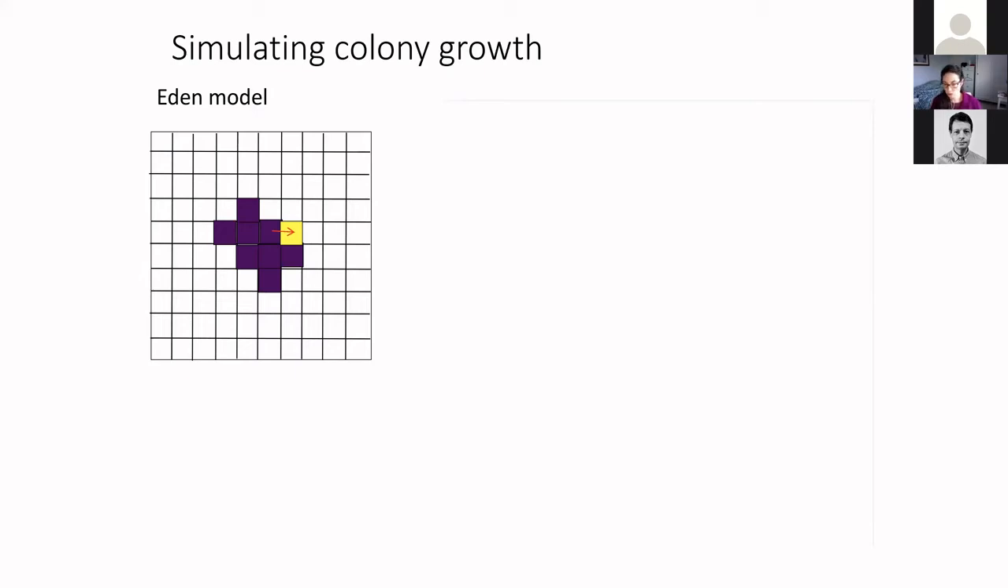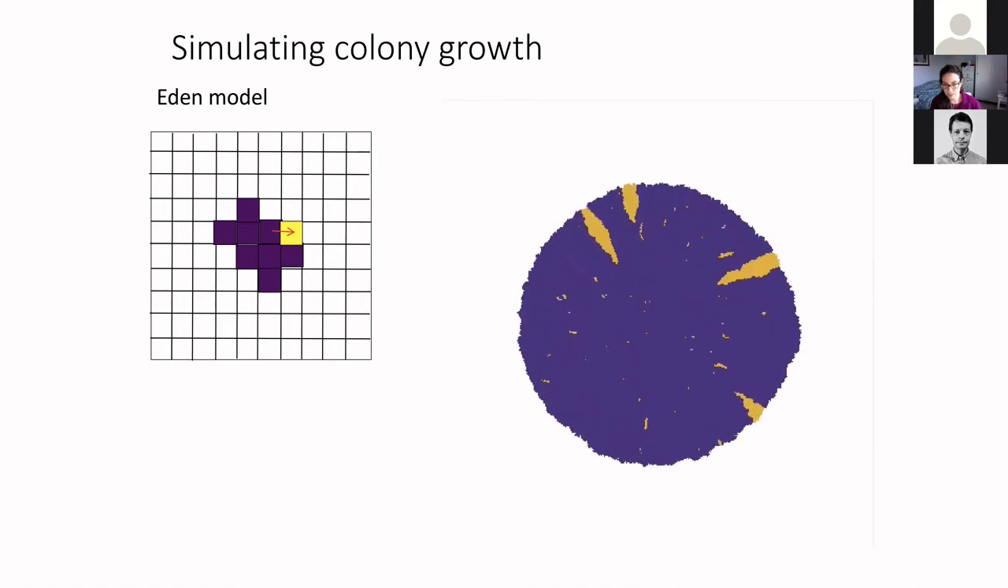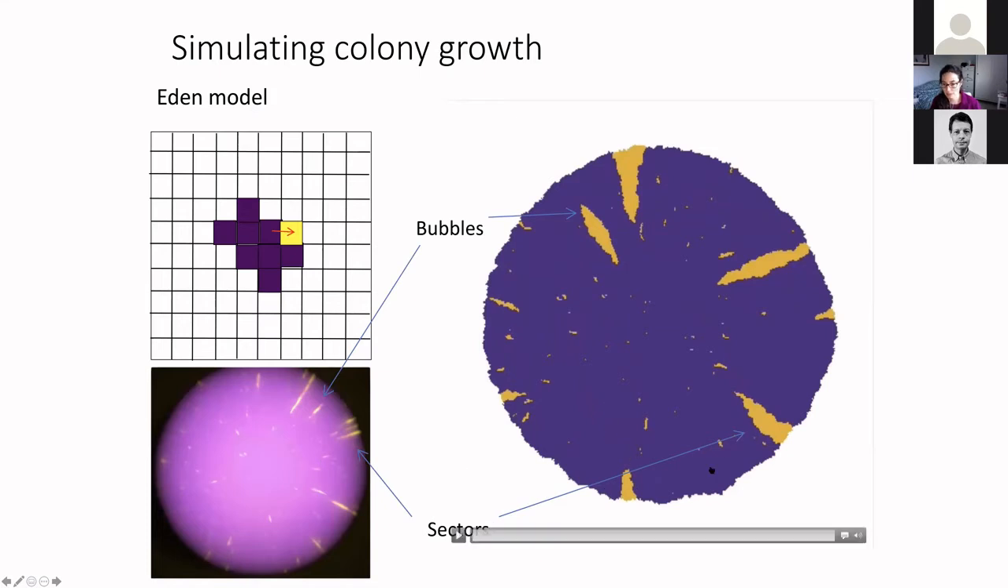So if we do this over and over, we get a movie that looks more or less like this. What you see is that this is at least qualitatively very similar to the yeast colony that we saw before. In both cases, we get the bubbles I mentioned and these triangular-shaped structures that are the sectors. I would like to point out that the mutations here are purely neutral. The only reason why some clones become bubbles and others become sectors is purely due to stochasticity and to the fact that there's only so much space at the edge that can be filled up.